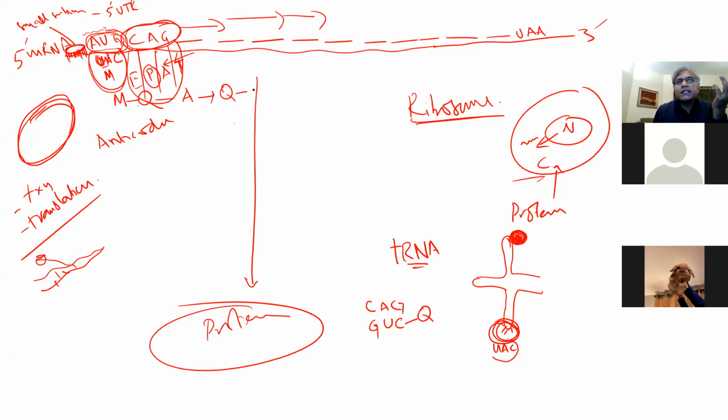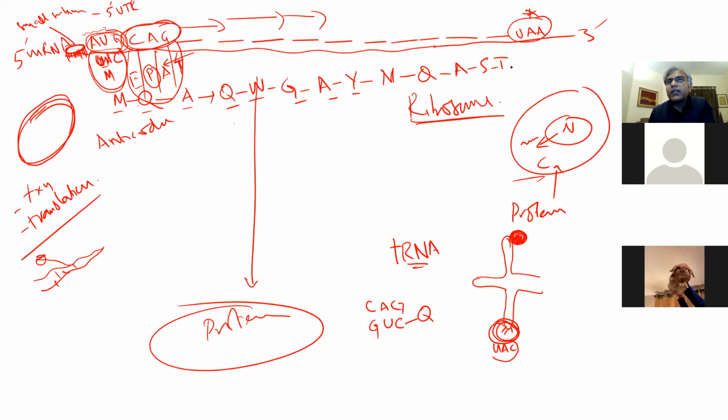Let's say tryptophan, glycine, alanine, tyrosine. These are just symbols of amino acids. You should know these symbols. Go and memorize. This is the only thing I ask my students to memorize. There are 20 amino acids, 20 symbols. As soon as the ribosome comes across UAA, this is the stop codon, and the complete amino acid chain is stopped: serine, threonine, and then glutamine, and finally the stop codon. This is your protein now, a polypeptide. Why? This is a complete open reading frame. Is it clear so far?